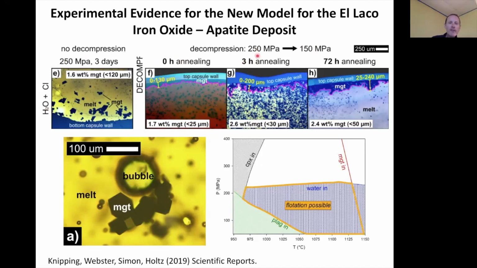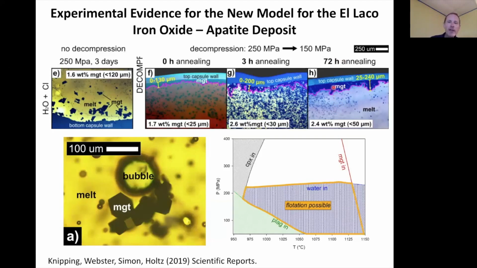We then anneal it for 3 hours after decompression, and we can already see a layer of magnetite. I mean, holy smokes, this is amazing. So now we've got the flotation of magnetite to the top of the magma chamber, and it forms this boundary layer here. And then if we anneal it for 72 hours, now we get a layer of magnetite that grows. So as a function of time, these bubbles are bringing magnetite up towards the top of the magma chamber.